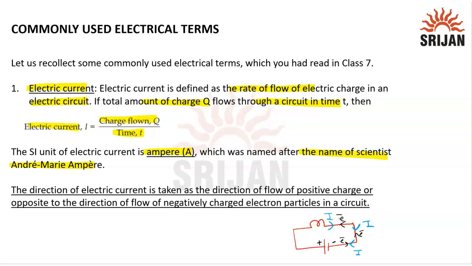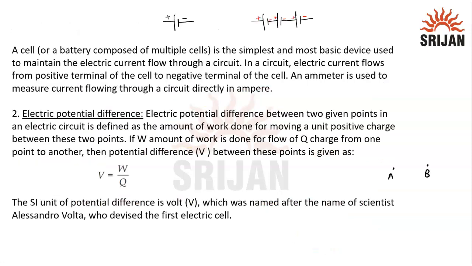Here it is mentioned that the direction of electric current is taken as the direction of flow of positive charge, or opposite to the direction of flow of negatively charged particles in a circuit. So our direction of current is from positive to negative. For electrons, it will be negative to positive: any negatively charged particle will move from the negative terminal to the positive, whereas a positively charged particle or electric current will flow from the positive to the negative terminal.